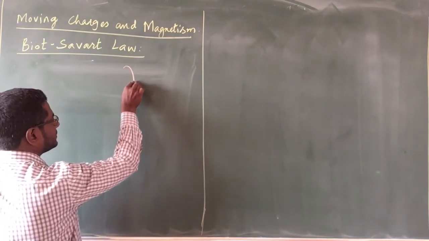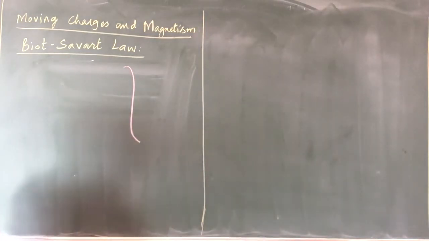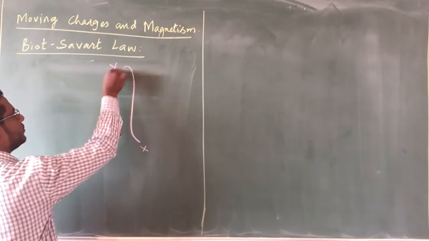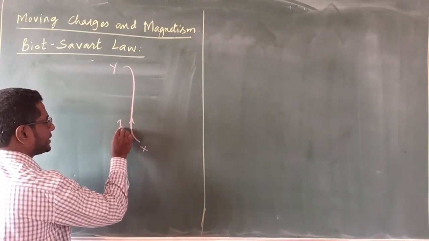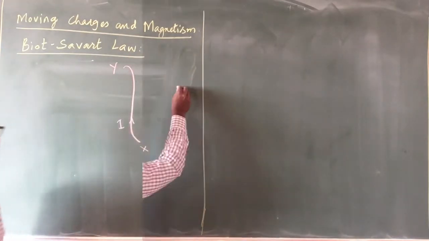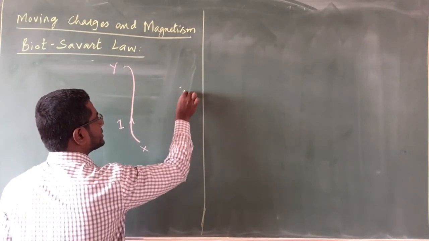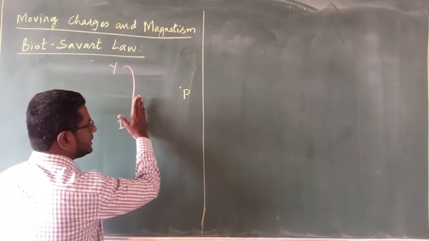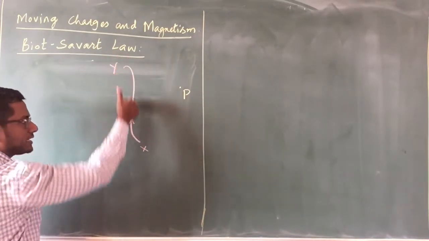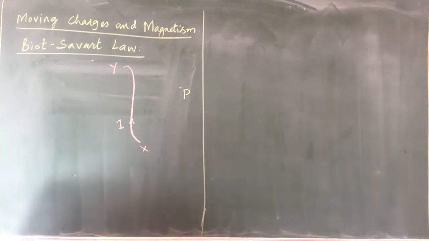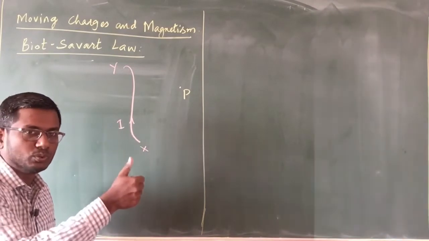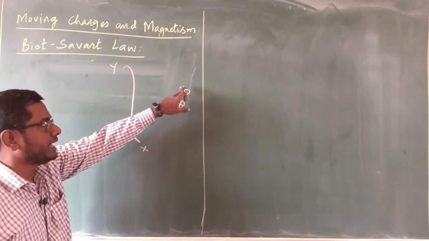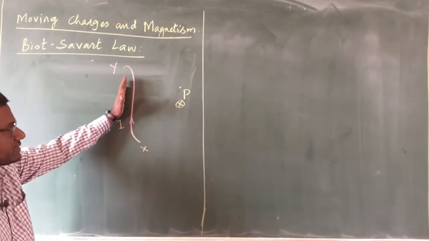A conductor. Let us say this is my conductor, labeled X and Y. Current is flowing in this direction from X to Y. We are going to take an arbitrary point, call it point P. If this point is on the right hand side of this current carrying conductor, then according to the right hand clasp rule, the field is going to be into the plane of the board.